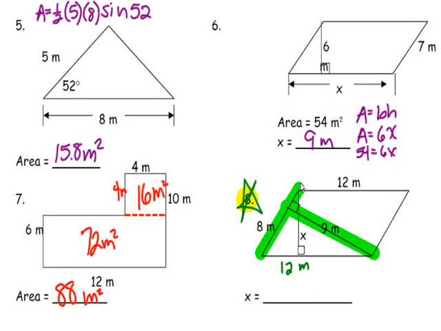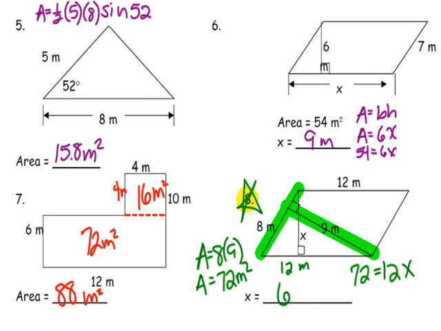It could be the other side. As long as I have a side and an altitude that is perpendicular to it, I have a base and a height, which means that the area of this guy is 8 times 9, which is 72 meters squared. So now that I know what the area of this parallelogram is, I can just solve for x, which means that 72 meters squared is equal to 12 times x, which means that x is 6 meters. Be sure you understand how this problem works because you are going to see it again.